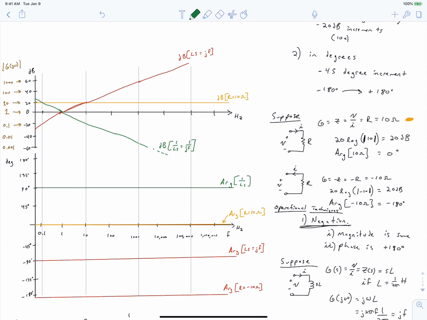So we were able to do this without having to go back and reconsider the exact form of our transfer function. We're just able to recognize that we've already plotted the transfer function. We've already made the Bode plot for the transfer function LS, and so therefore we know how to create the Bode plot for the transfer function of 1 over LS.